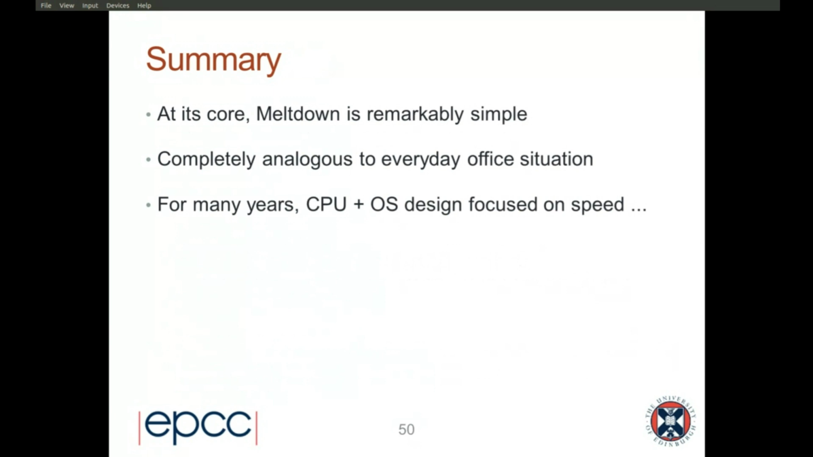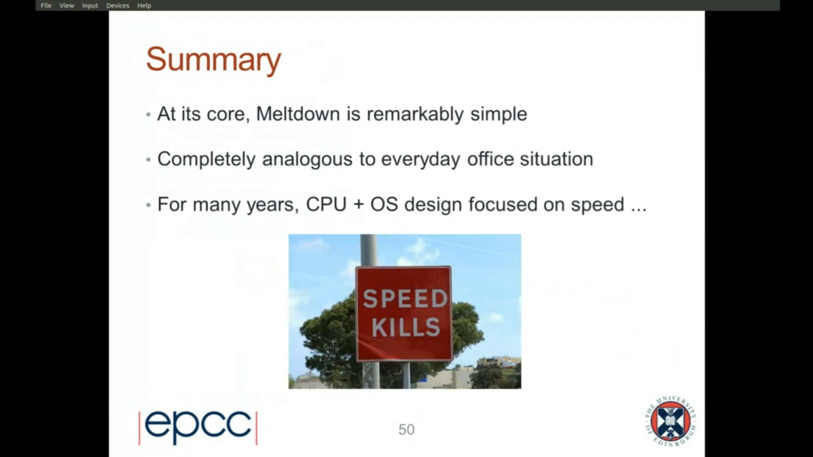So for many years, both CPU design and operating system design focused on speed. CPUs had caches to make data access fast. Operating systems mapped all of the physical memory into every process just to make things quick. But as we know, speed kills. And so that's my explanation of how the Meltdown bug works.